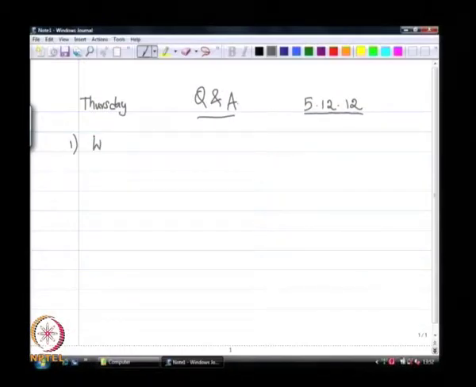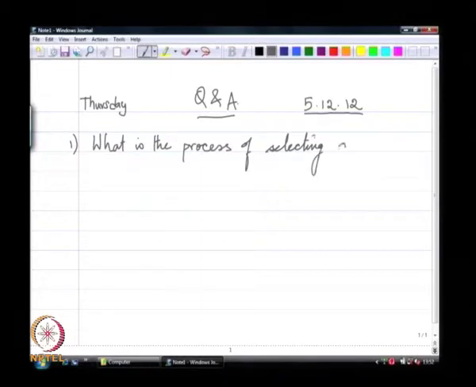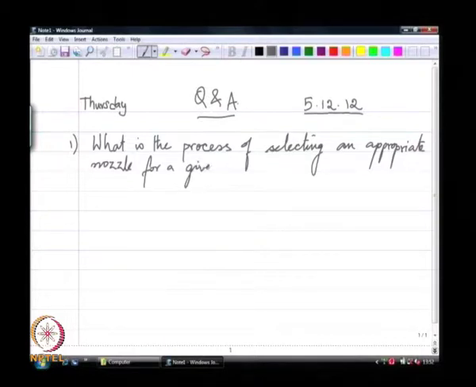So, I will write down the question and then we will go through a process of answering it. What is the process of selecting an appropriate nozzle for a given application? This is obviously a very important question.